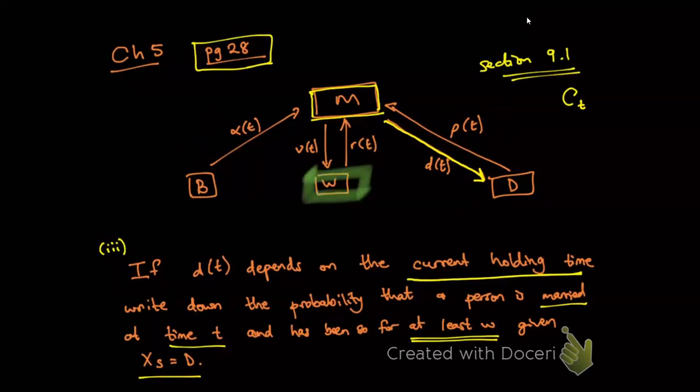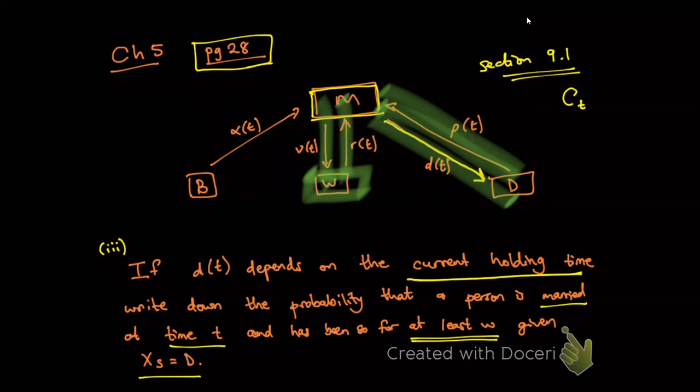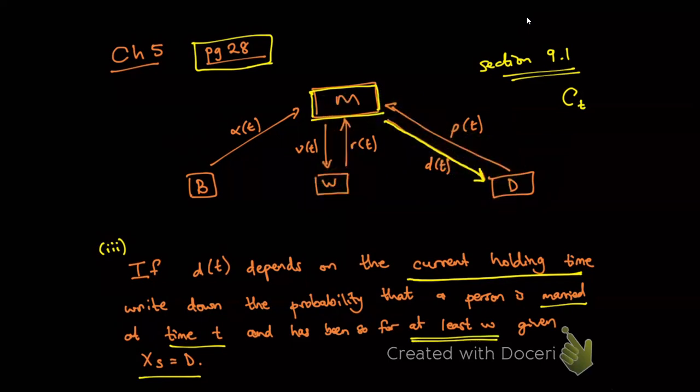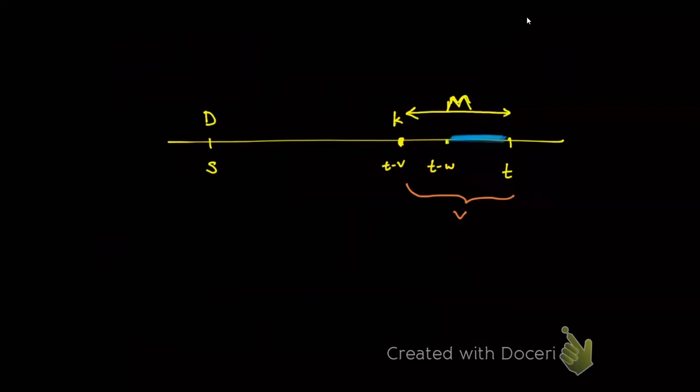K could be the widowed state. In other words, from being divorced at time S, we could have gone somewhere, at some point before time T minus V, maybe got married, maybe got divorced again, maybe got married again, became a widow as an example. And the point is, at time T minus V, we could then go back up to being married. So the other possibility for K is that K could be the widowed state as well.